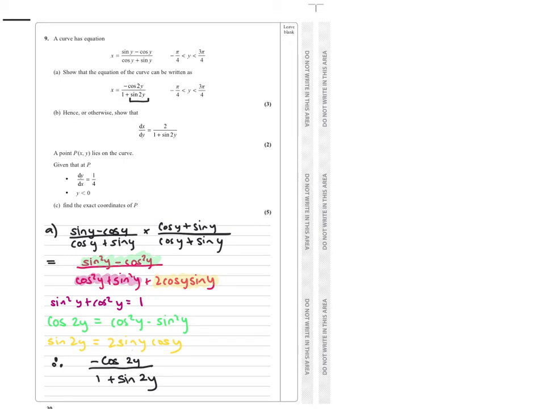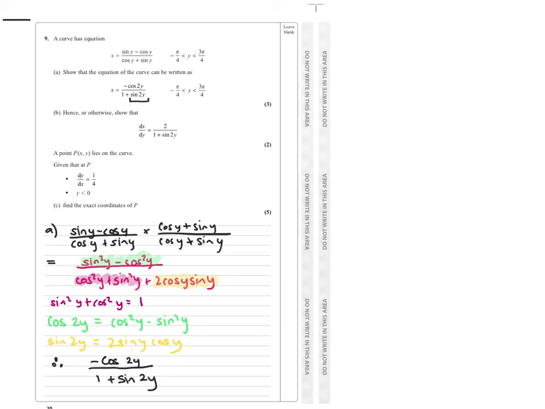As I said, this is a specimen paper, so the mark scheme says: attempts to multiply, uses cos squared minus sine squared equals cos 2y. I just think it's good practice to write them out, so just do it anyway.